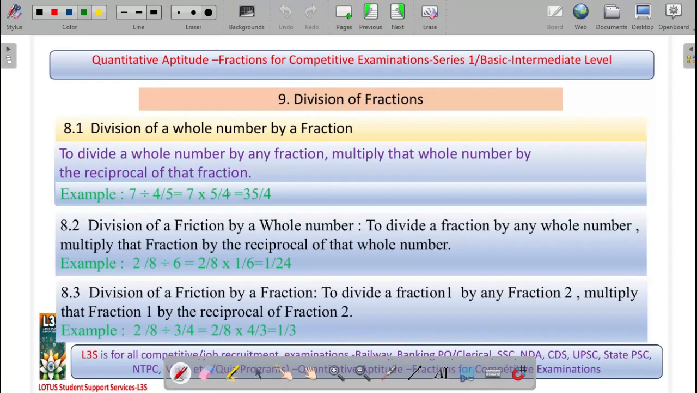Division of a fraction by a fraction. To divide a fraction 1 by any fraction 2, multiply that fraction 1 by the reciprocal of fraction 2. So if we have to divide 2 by 8 by 3 by 4, then we first take the reciprocal of 3 by 4. That will be 4 by 3. So 2 by 8 into 4 by 3. If we simplify, we'll get 1 by 3.